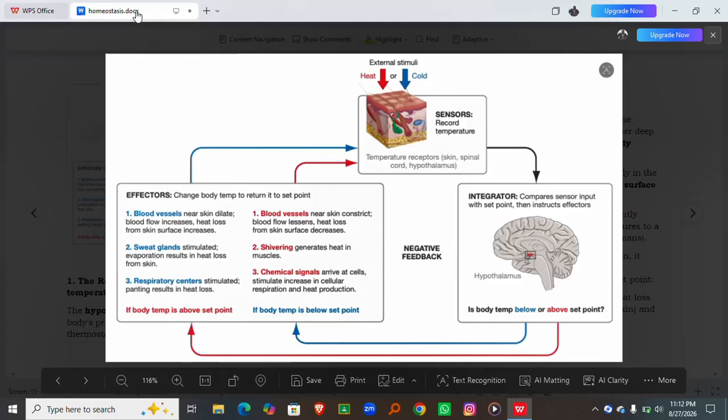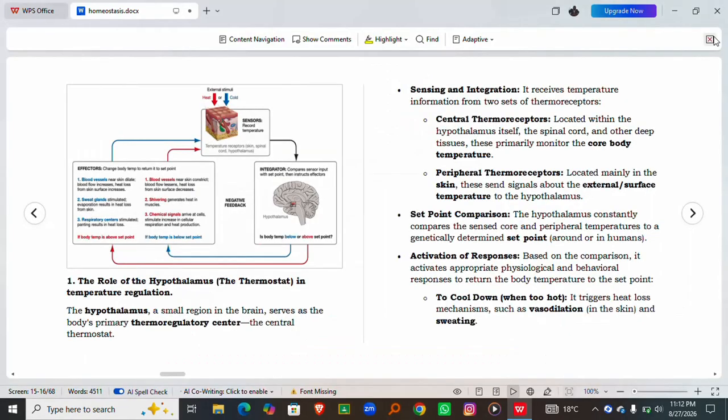So you can see what we are trying to look at here. The hypothalamus plays a very key role in body temperature regulation. It works as the body's thermostat during temperature regulation. The hypothalamus is just a small region in the brain. We find the hypothalamus in the brain, and we are saying that it serves as the body's primary thermoregulatory center.